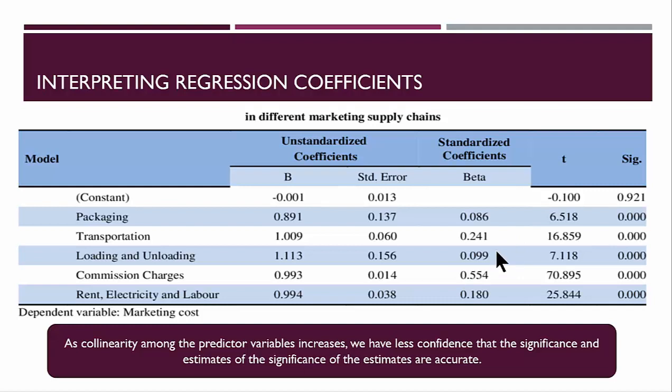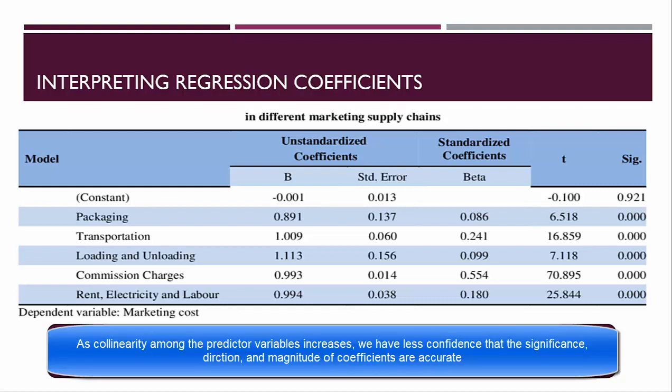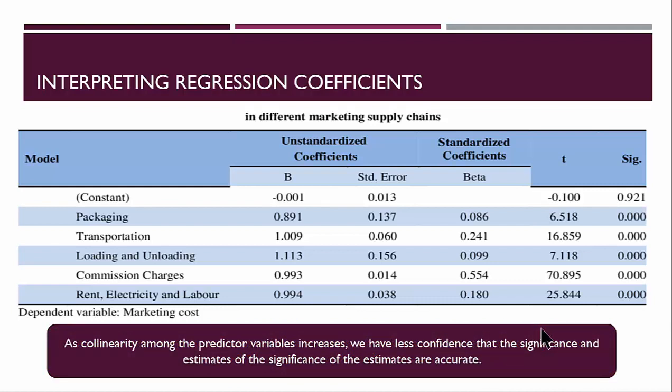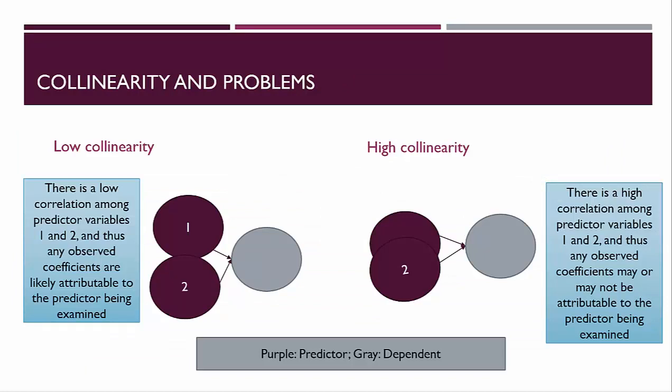But there's a problem that we can run into when we rely on standardized coefficients to make inferences regarding what predictor variables have the greatest impact. And what's particularly important here is that when the predictor variables are correlated with one another, that is, to the extent to which the predictor variables move up or they move down together, the accuracy of the significance, the direction, and the magnitude of the coefficients is going to decrease. Hence, collinearity can be really problematic. Let me explain this to you a little bit more.